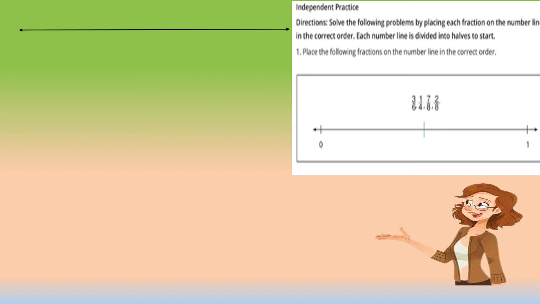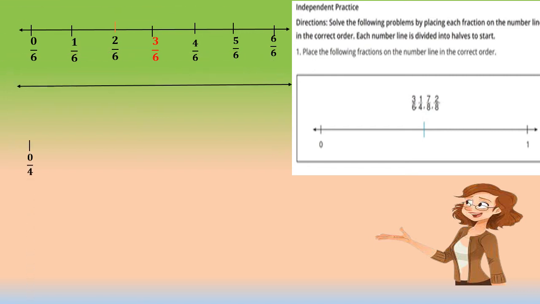The first one here is 0 over 6, 1 over 6, 2 over 6, 3 over 6, 4 over 6, 5 over 6, and 6 over 6. 6 over 6, we said, means 1. 3 over 6 here means 1 half of the number line. This is the equivalent fraction: 3 over 6 equals 1 over 2. The second number line here: 0 over 4, 1 over 4, 2 over 4, 3 over 4, 4 over 4.